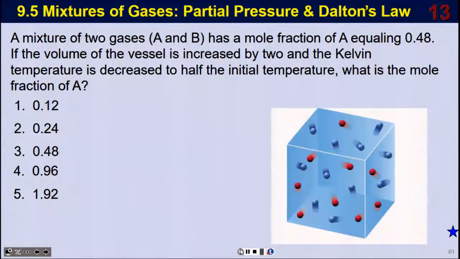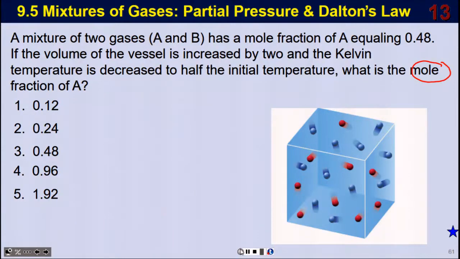All right, one more example then here. Let's try another of mixtures of gases, and we'll see what we can do with these in terms of partial pressures and so forth. So mixtures of two gases, A and B, A has a mole fraction equaling 0.48, and the volume of the vessel is increased by 2, and the Kelvin temperature is decreased to 1/2. What is the mole fraction of A? So let's think about this. So if we have our ideal gas relationship, we're trying to decide what is happening to the mole fraction. In other words, the total number of moles of A, and there are two different components in this mixture.